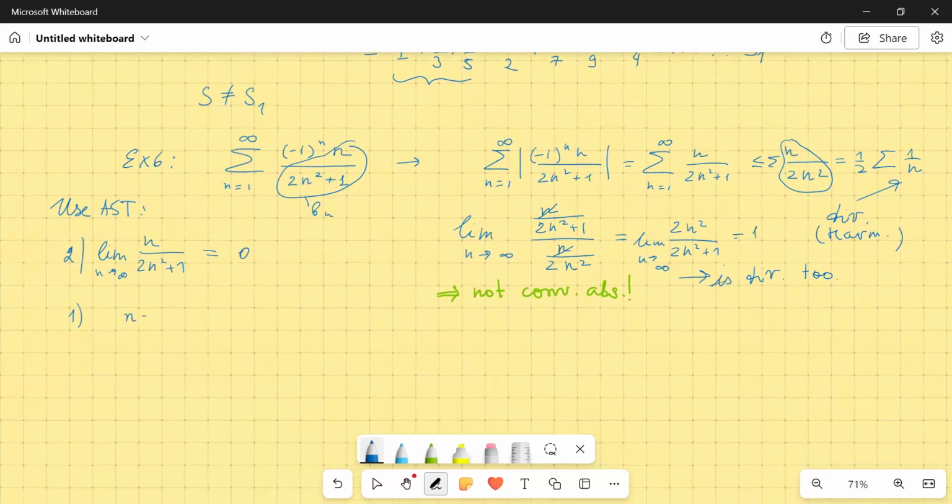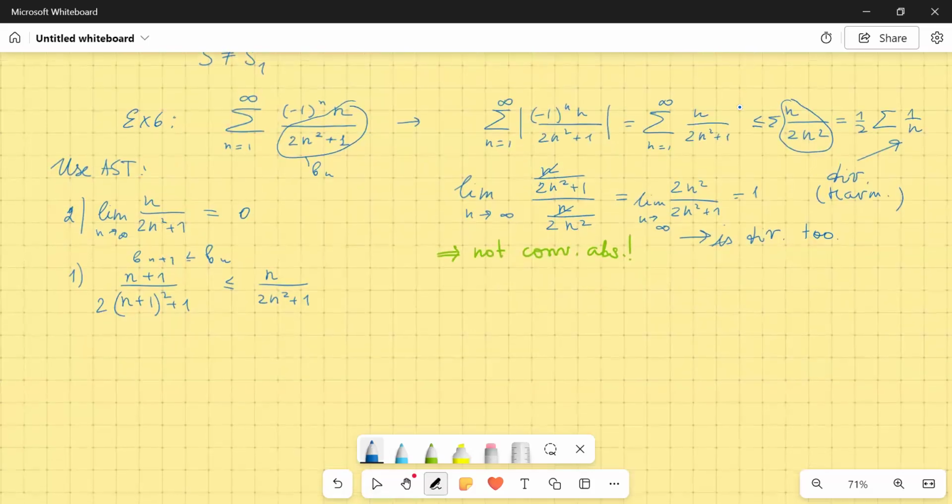Well, again, look at what we need to do. If we put n plus 1, we need to show that bn plus 1 is less or equal than bn. So n plus 1 squared, and here 2, and plus 1, which is supposed to be less than n over 2n squared plus 1. I don't know, guys. Maybe the inequality is not going to be too difficult to consider here. I'm going to see how the inequality is going to work. So everything here is positive, so I can multiply crisscross.